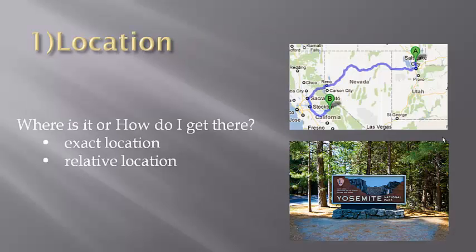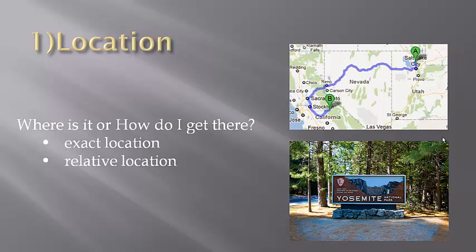The first of the 5 themes of geography is location. Location could be defined by answering the question, where is it and how do I get there? Location can be looked at from 2 different ways. The first is exact location. Exact location is a very specific pinpoint on a map. In essence, it eliminates all other possible locations on the globe. There is only one specific spot that something could have happened.